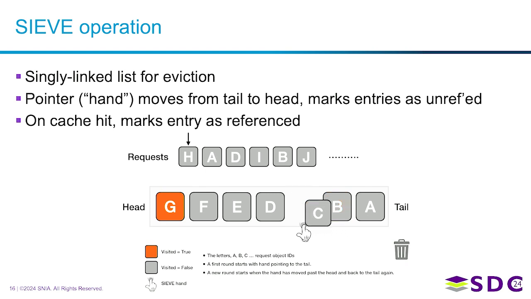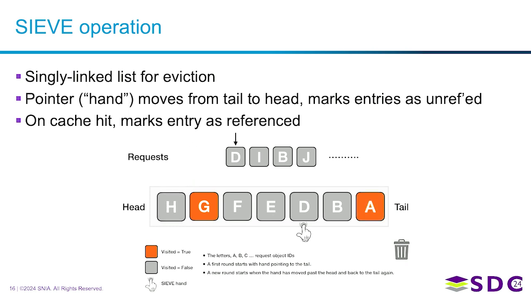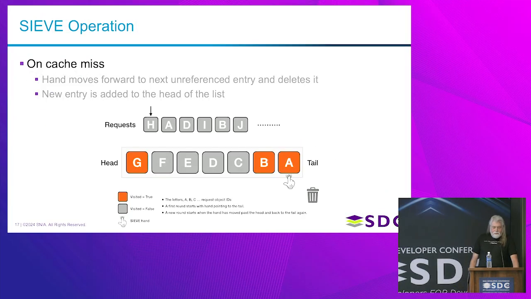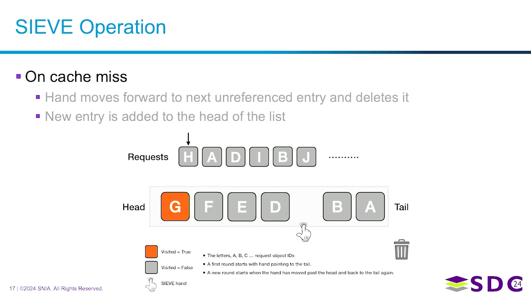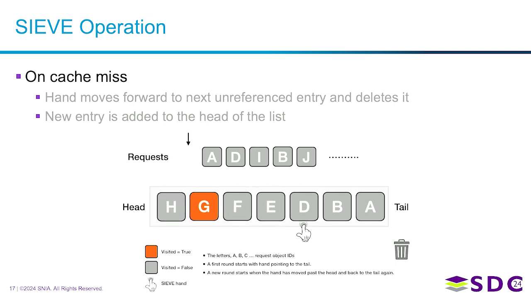So as the pointer moves forward, it unreferences things, and when an item is found in the cache, it's marked as referenced. So we know that that's an item that has been used since the last time the pointer moved by it. On a cache miss, the pointer will move to the next unreferenced item in the list and delete it and insert the new item at the head of the queue. So the newest thing in the queue is always the head of the queue.